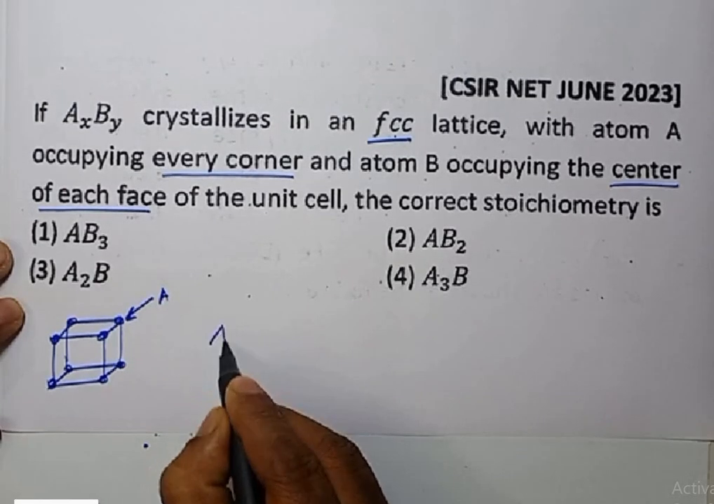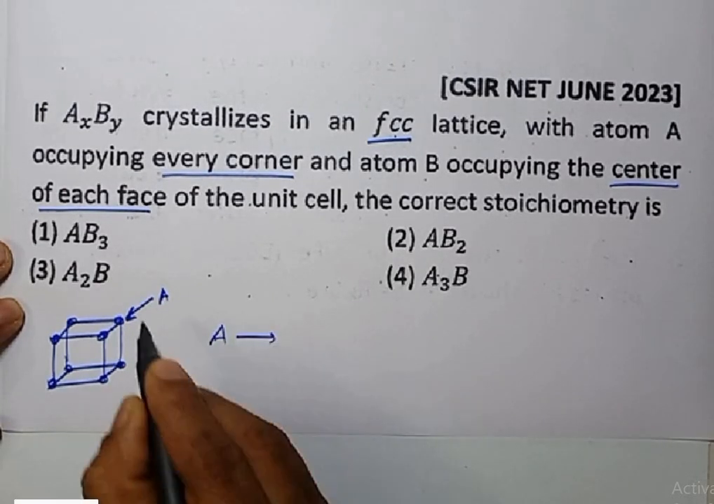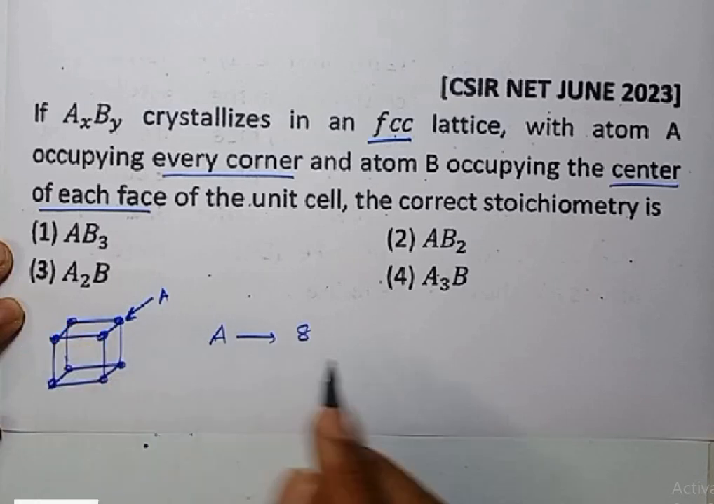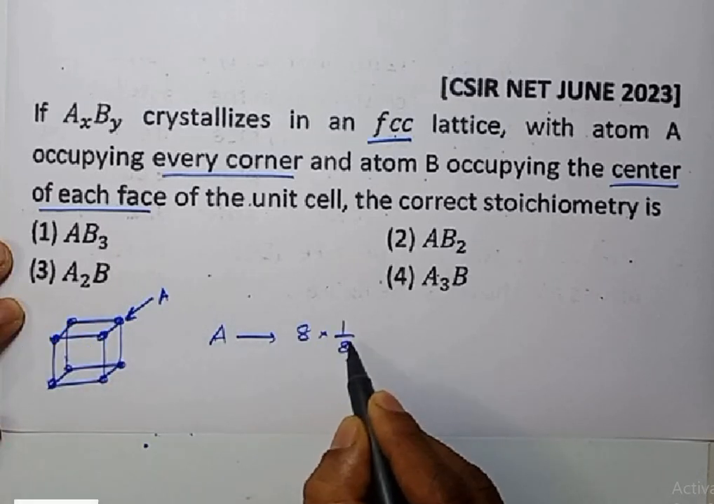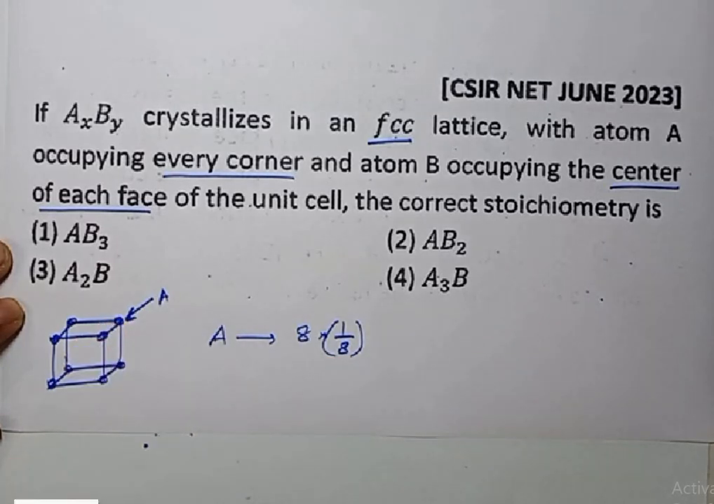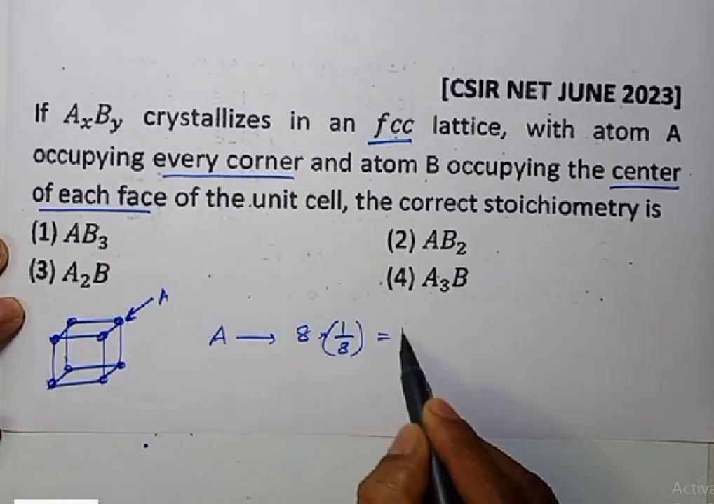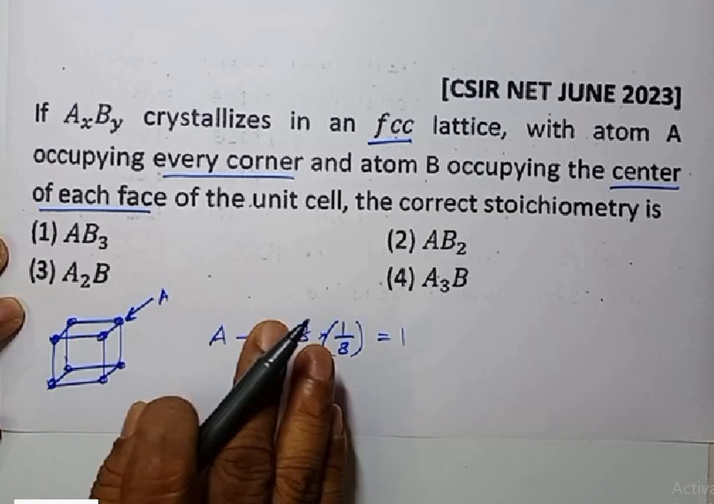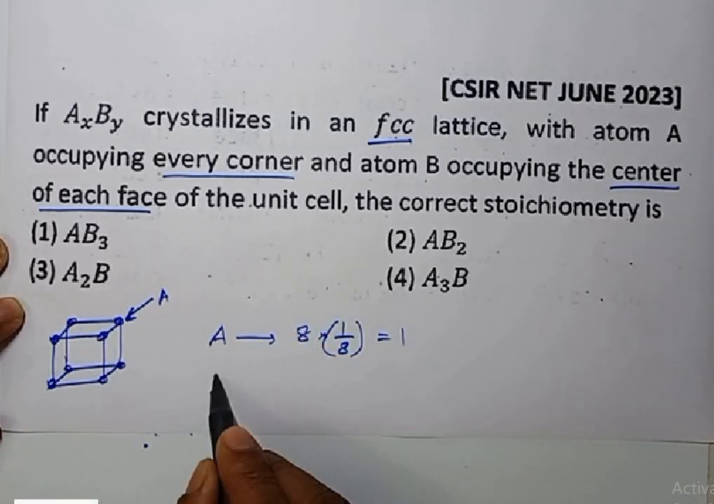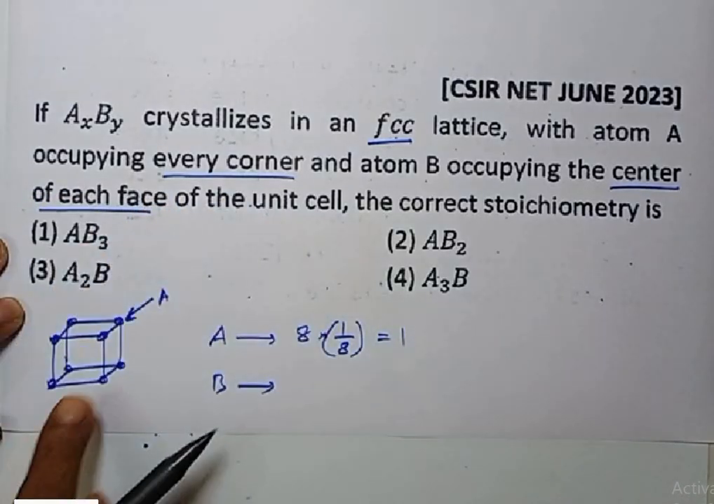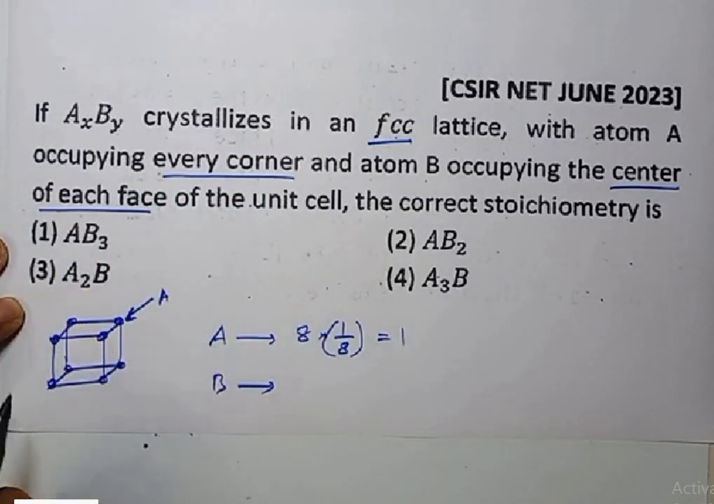So how many A atoms are there? There are 8 corner atoms in the cube, right? But each corner atom contributes only 1 by 8 part to the one unit cell. Therefore, 8 into 1 by 8, I'll get 1. So in one unit cell, we have only one A atom. Then what about B atoms? B atoms occupy the centers of each face. You know, well, a cube has 6 faces, right?